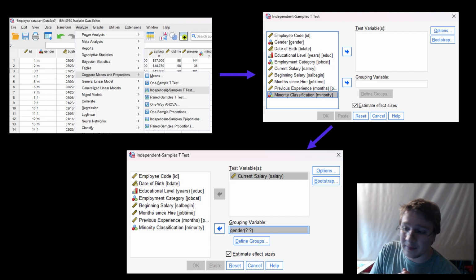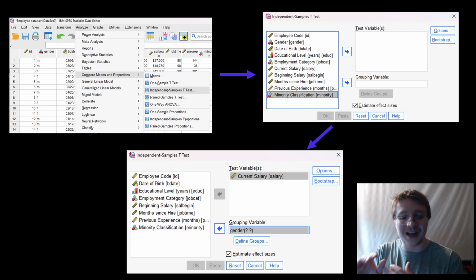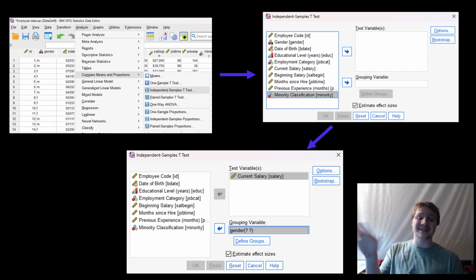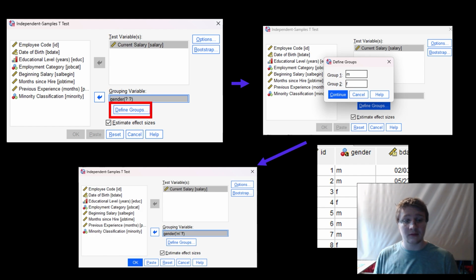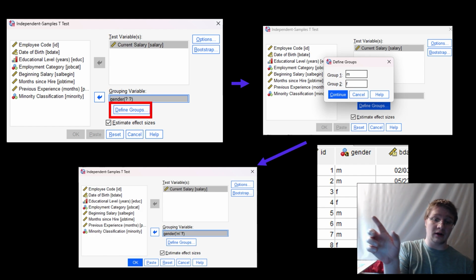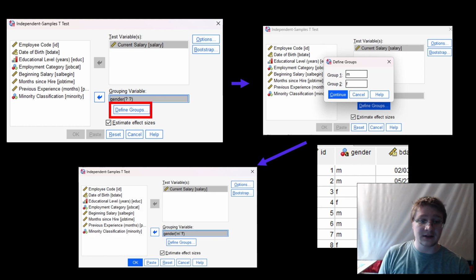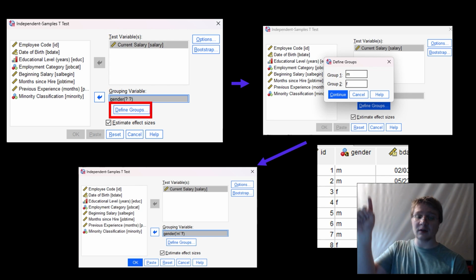And then the grouping variable, it doesn't know what to do yet. So first you put gender into the grouping variable because you want to know if it's between men and women, and their salaries are going to go in the test variable. Right now, it doesn't know what it's doing, so we're going to have to click the Define Groups button. You click Define Groups, then we're going to end up over here.